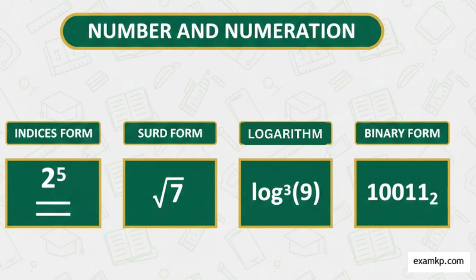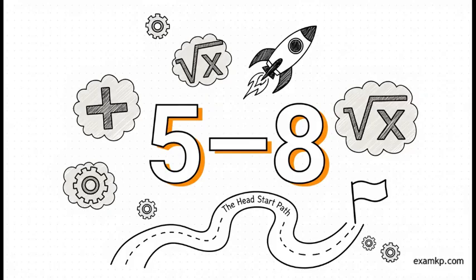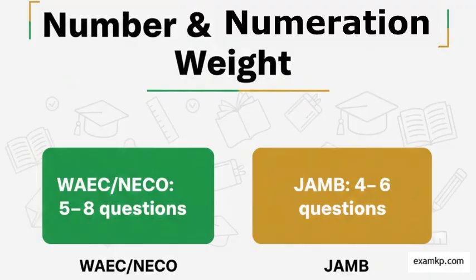Okay, let's kick things off with a number range that should really make you sit up and pay attention. 5 to 8. Now, what do you think that represents? It's not random, I promise you. It's actually the key to getting a massive head start. That's right. For WAEC and NECO, you're looking at 5 to 8 questions, and for JAM, at least 4 to 6, all from this single topic. Think about that. If you master this one area, you've already got a huge chunk of marks in the bag before you even touch anything else.